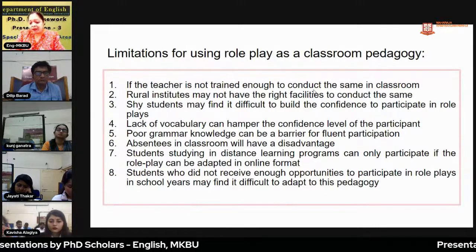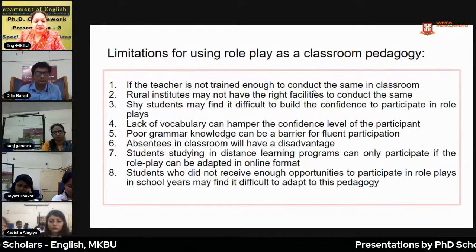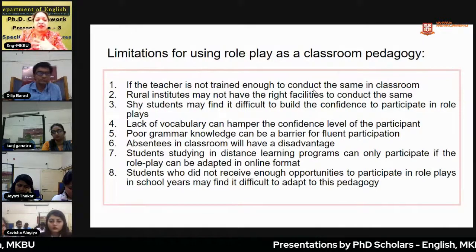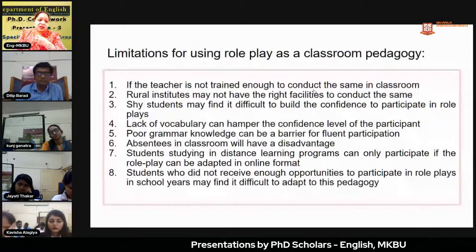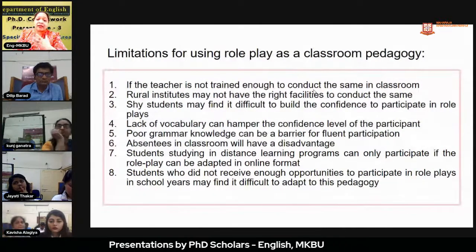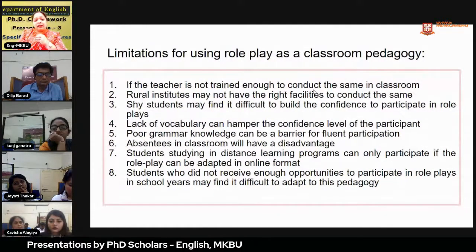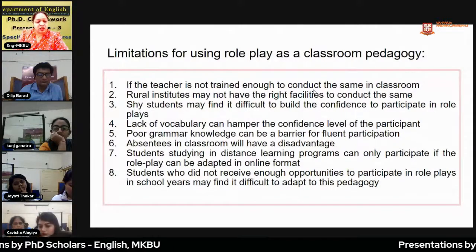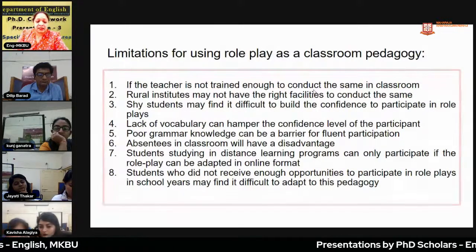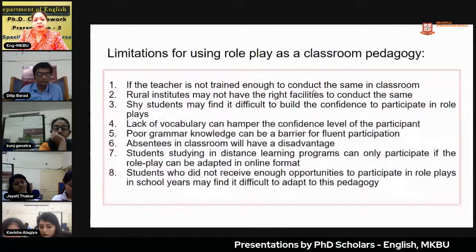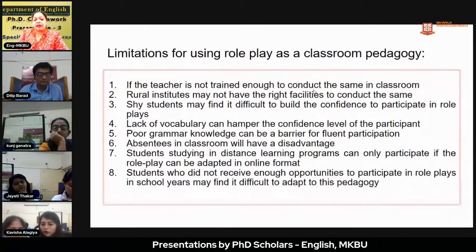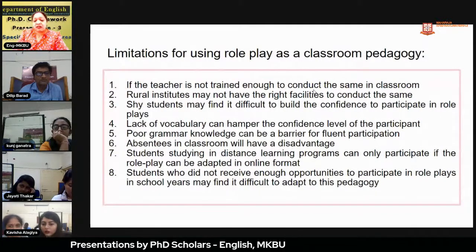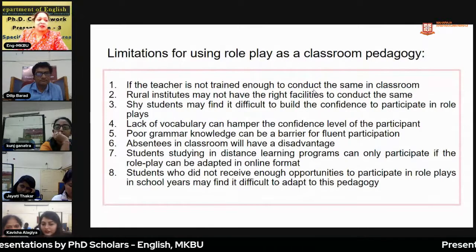Lack of vocabulary, like in the earlier statistics, where 50% of the students felt hesitation because they have not built the right vocabulary. They don't have fluency over the language. That comes to the next point, that is poor grammar knowledge from the very beginning of their schooling life. It hampers a lot. Absentees who are not there in the class also miss out.